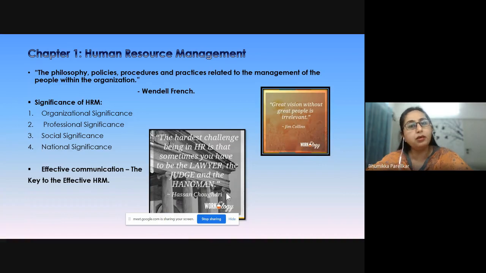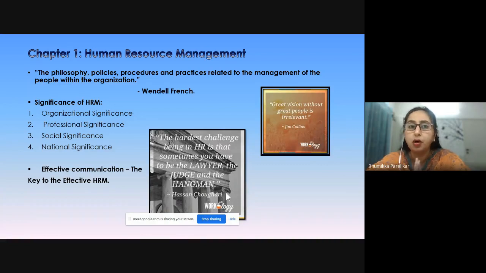It is very well quoted by Wendell French. What is the significance of HRM? Why is it important? Significance, importance. Do you think an organization can run without an HR department? Well, it also depends upon the size of the organization. So what is its importance, which brings us here to understand why it is important?